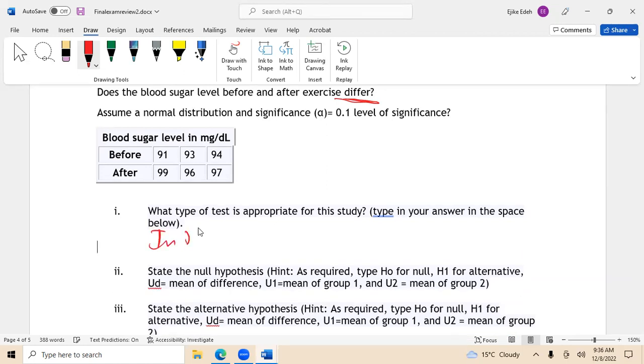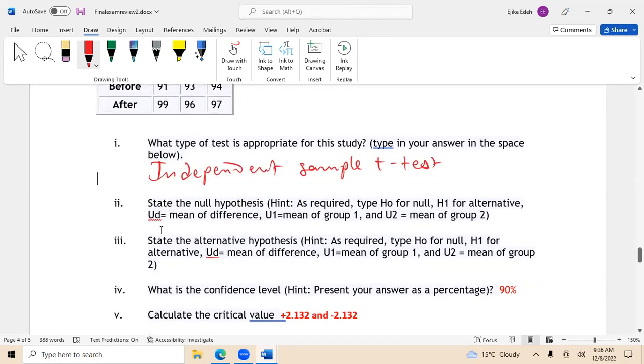And if you like to add reason, that is fine, right? Independent sample t-test. And our reason, of course, is because we have two different populations, two different groups of people that we're dealing with. So the second question says, state the null and alternative hypothesis.